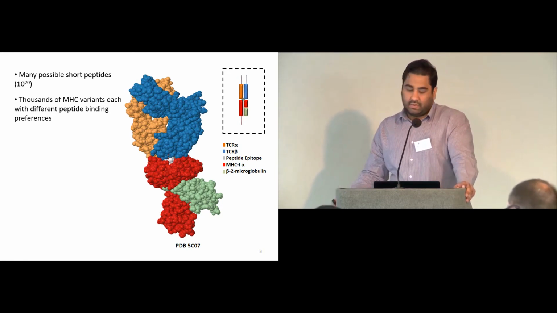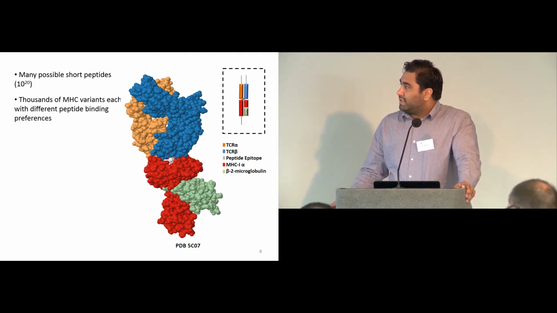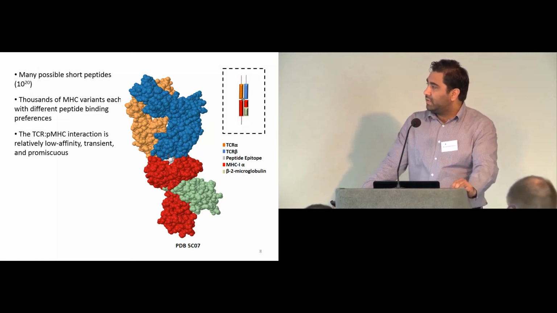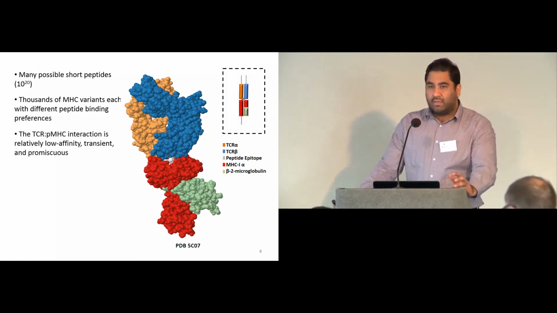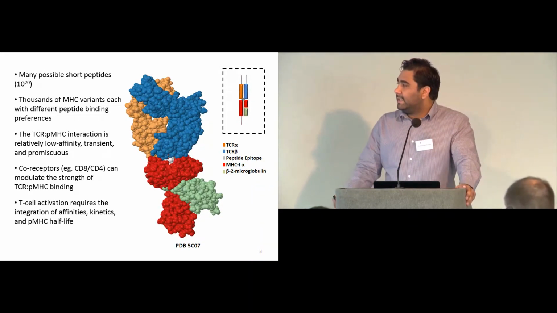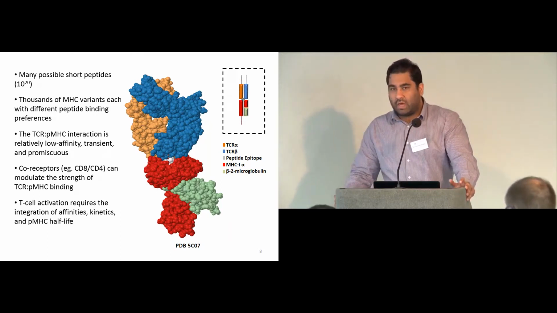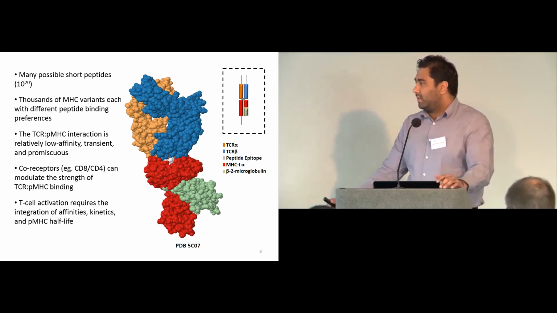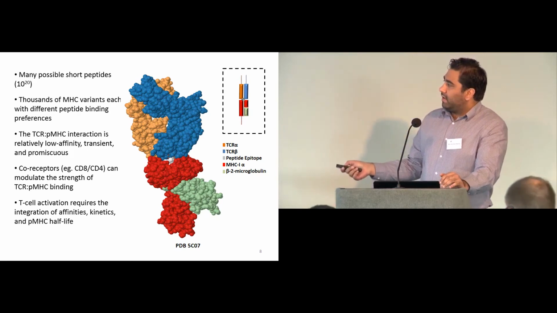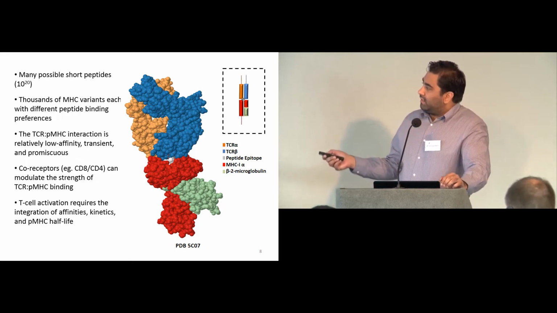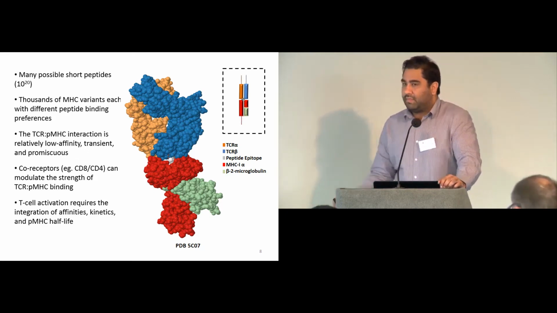Moreover, this TCR peptide MHC interaction is a relatively low affinity, transient, promiscuous one that can be modulated by the presence or absence of different co-receptors present on the respective cell surfaces. And importantly, functional T-cell activation requires the integration of a number of different biophysical parameters. Of course, we hear about affinity, and we know about affinity between the peptide itself and its MHC binding partner, and also the affinity of this peptide MHC complex with the TCR complexes that are interrogating them.